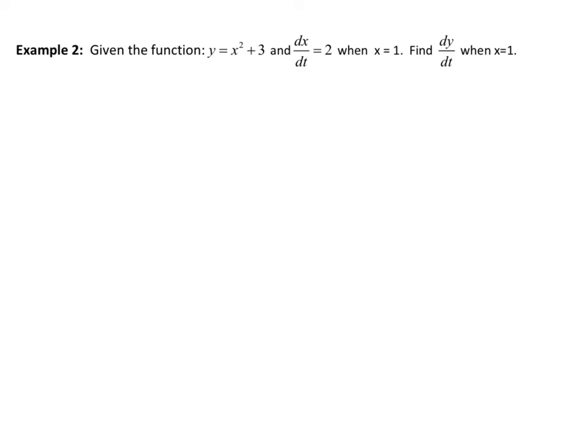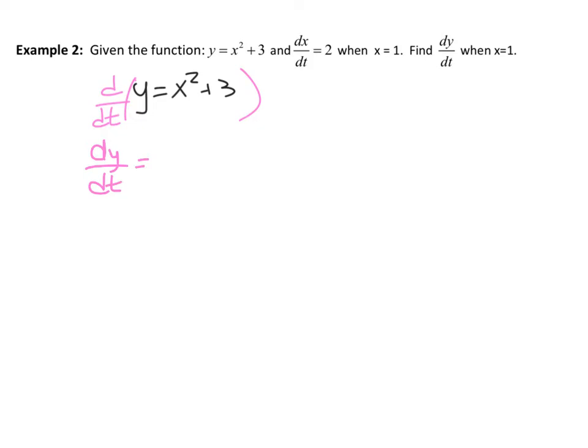So the way that we're going to do this is by taking the derivative of everything with respect to t, and if it makes you feel better about doing this, you're welcome to write this as d/dt of this entire thing. Our first thing is going to be the derivative of y with respect to t, which we just write as dy/dt.